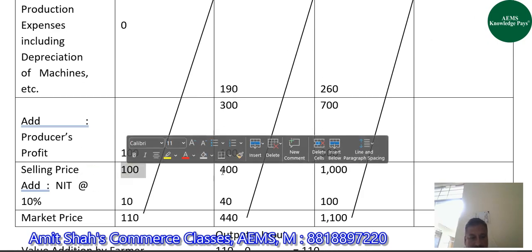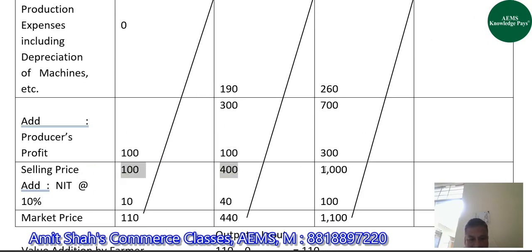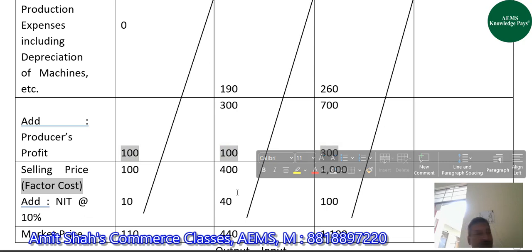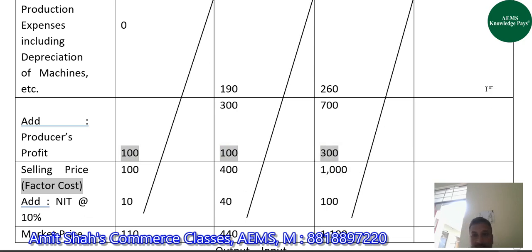Guys, this one, the 100 rupees for the farmer, 400 for the manufacturer, and 1000 for the retailer, is the selling price at which he wants to sell, and that only is called factor cost. That is the cost of all the factors of production, including the producer's own profit, which is also part of the cost of factors of production. Correct?